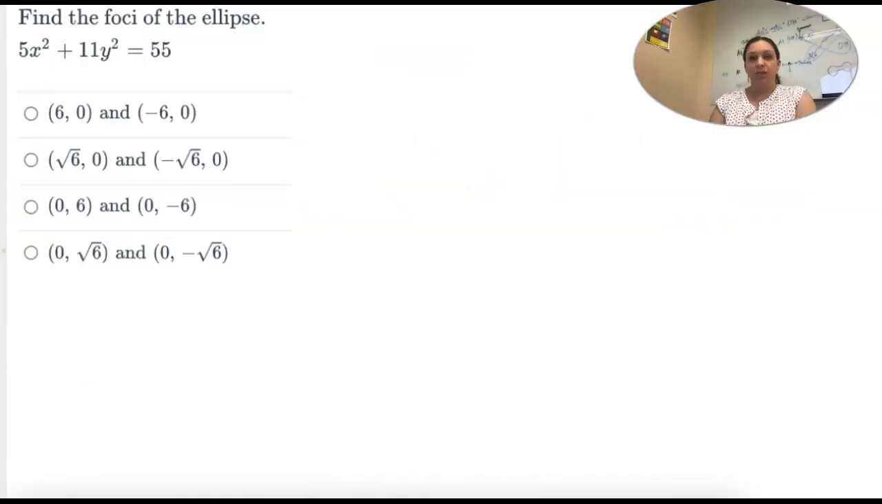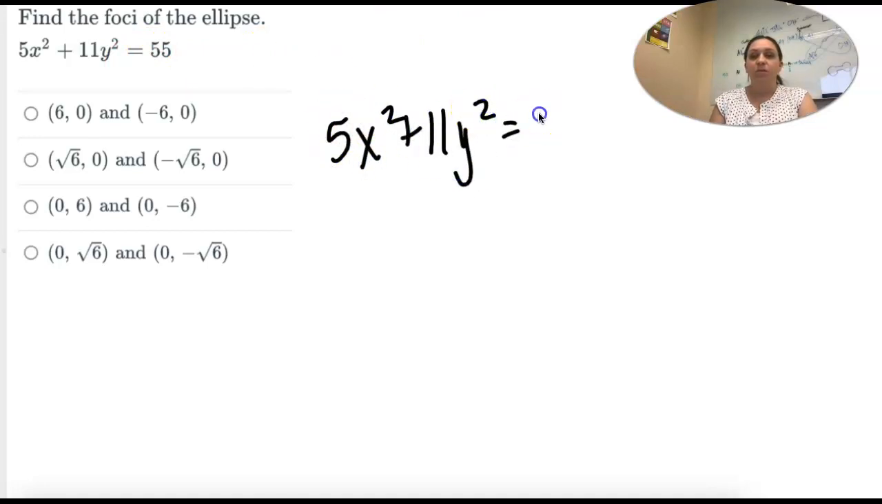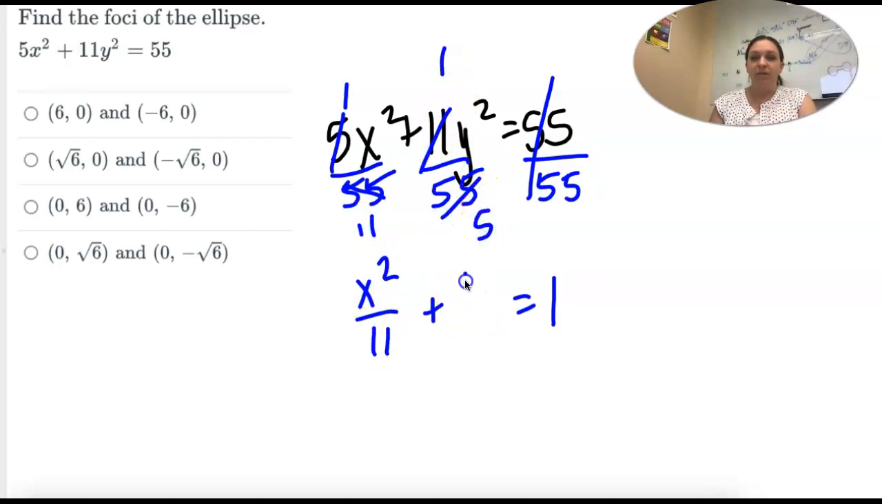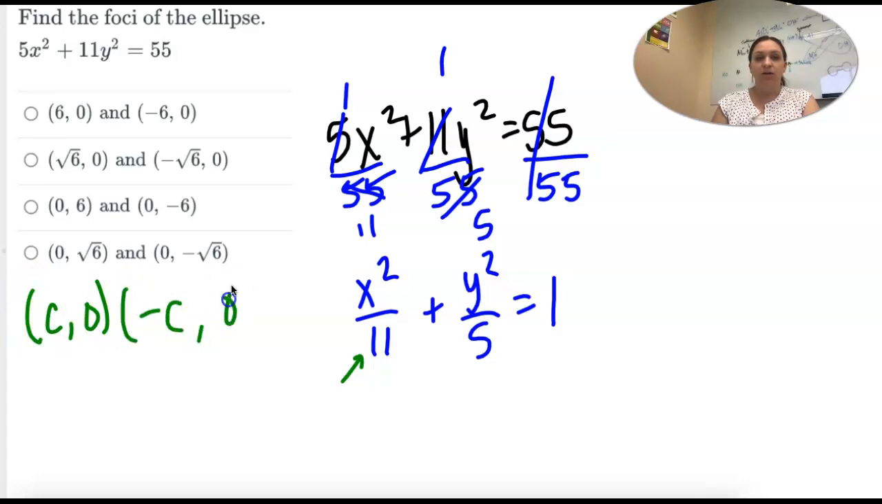The second one's the same process. I'm going to go through it faster. So I need to get my equation in standard form, which means that I have to get equals 1 over here. So I'm going to divide all three of these by 55 and then reduce my fractions. So that's 1 over 11. So x squared over 11 plus, that's 1 over 5. Okay, so this is again my bigger number under x. So that means in our foci equation, our values are going to be in the x spot.